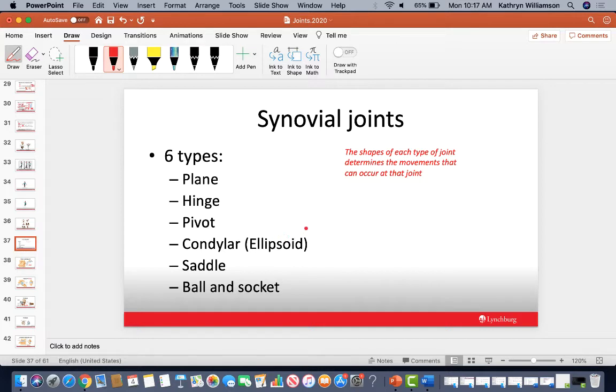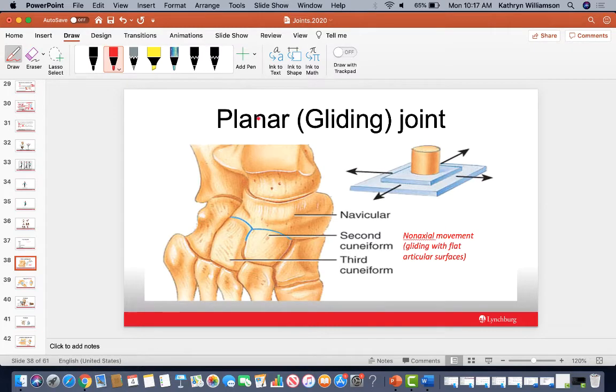Okay, now we can go through specific types of synovial joints. Synovial joints was kind of a general classification, and we can divide that general classification up into 6 different specific types of synovial joints. So the first one are going to be planar joints, or plane joints, and these are basically joints formed by flat bones that kind of glide across each other. This creates non-axial movement because we have gliding with those flat surfaces.